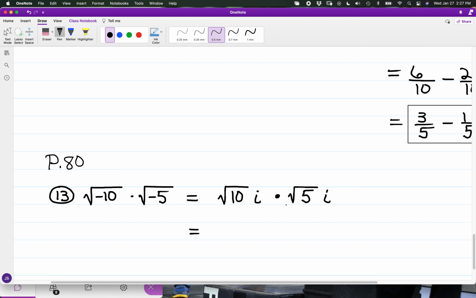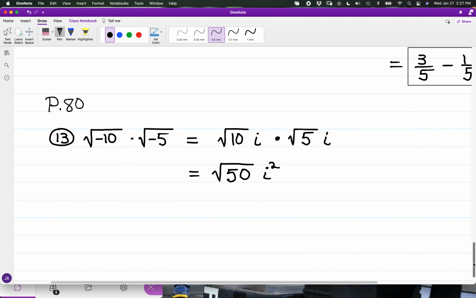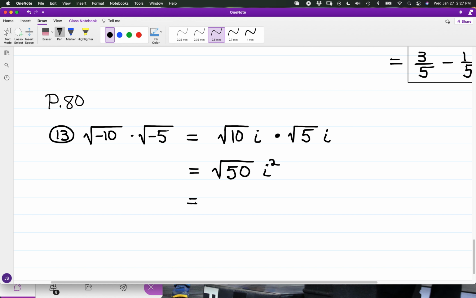Now, you can multiply the numbers inside the square root only if these values are positive. So you have the square root of 10 times the square root of 5. This is going to be the square root of 50. And i times i will become i squared. For the square root of 50, again, not a perfect square value, but this one can be reduced, where we have the square root of 25 times the square root of 2. Now, i squared is going to be negative 1.